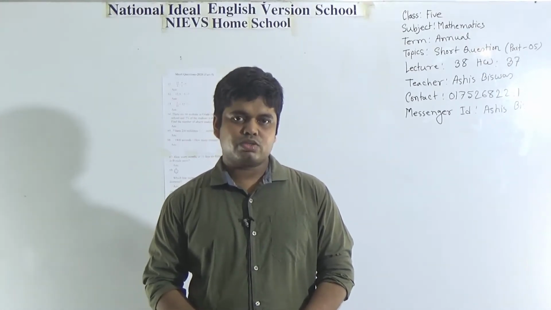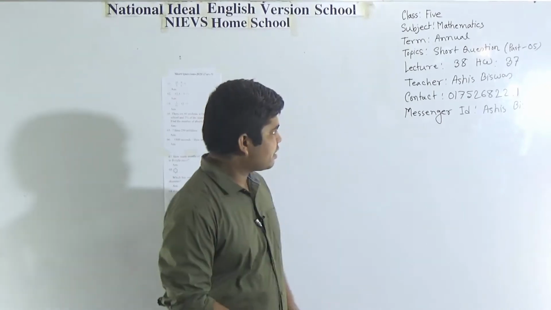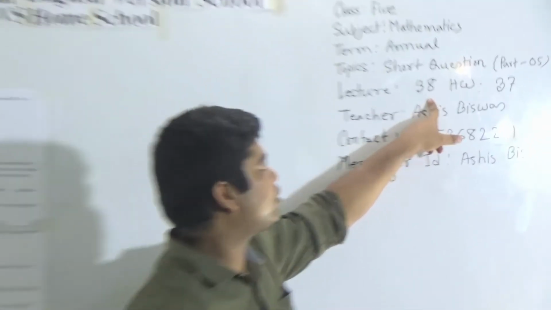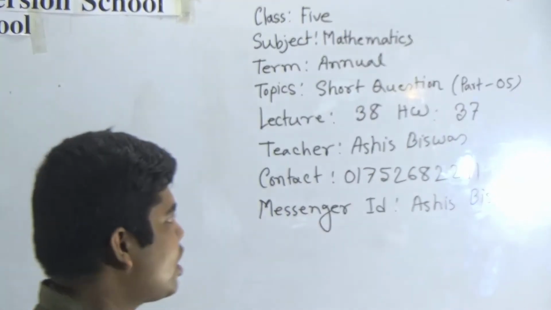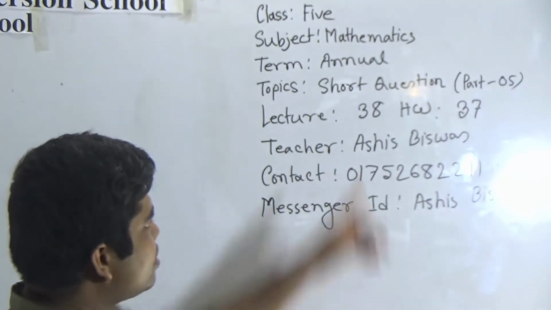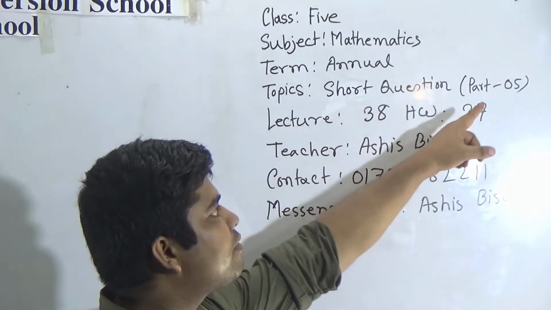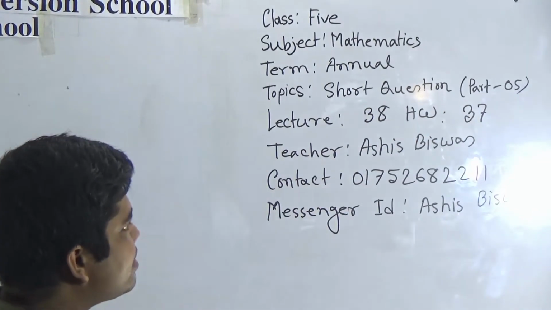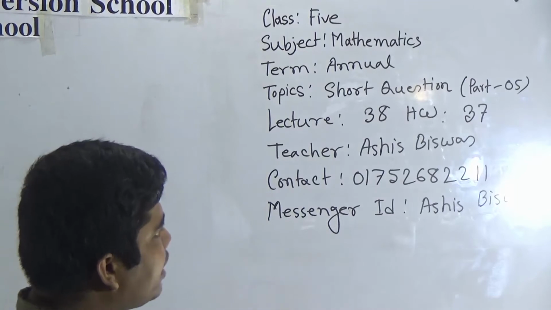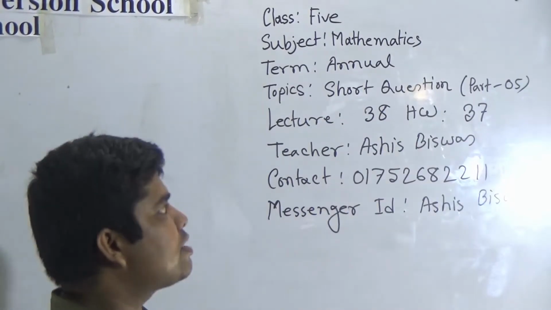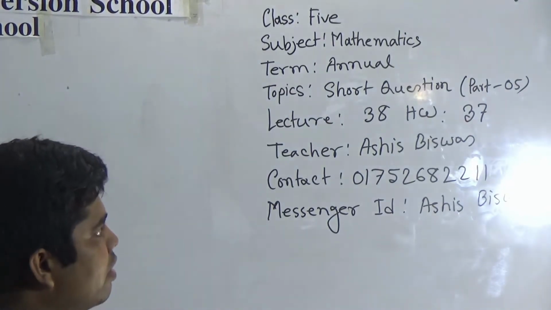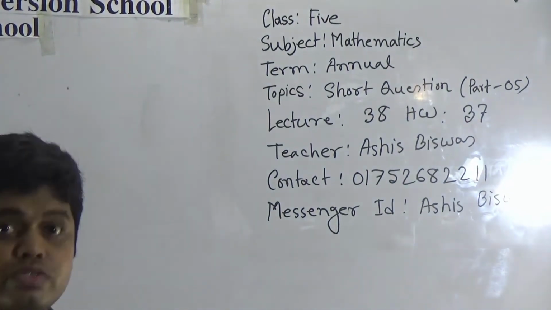My dear students, today is our lecture number 38 of annual term, and today's SW number will be 37. Today's topic is short question part 5. In our previous lecture, we have already done short question from part 1 to 4. That means we have already solved question number 1 to 60. Today we shall solve question number 61 to 70.